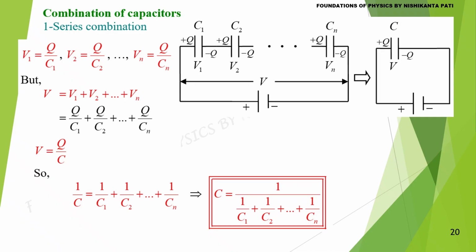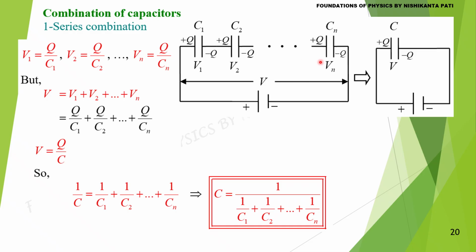Consider n number of capacitors of capacitances C1, C2, Cn connected in series. This series group of capacitors is connected across a battery that provides a potential difference of V. The left plate of the first capacitor is connected to the battery positive, so it is positively charged, let it be plus Q. The right plate of the last capacitor is connected to battery negative, so it has negative charge, minus Q.